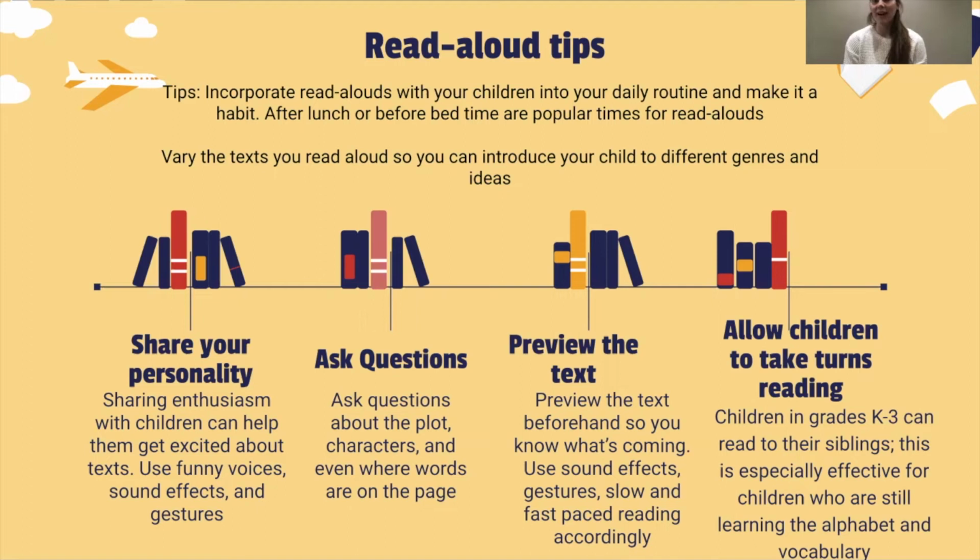And then finally, allow children to take turns reading. Especially for children in grades K-3, they can read to their sibling. This can be really effective for children who are still learning the alphabet and their vocabulary. Read alouds can be incorporated into your daily routine, and you can even make them a habit. This is really good because then every single day your child is getting a read aloud from you, and that's going to help expand both the reading volume that they do and the reading widely, which is the genres that they're getting exposed to.